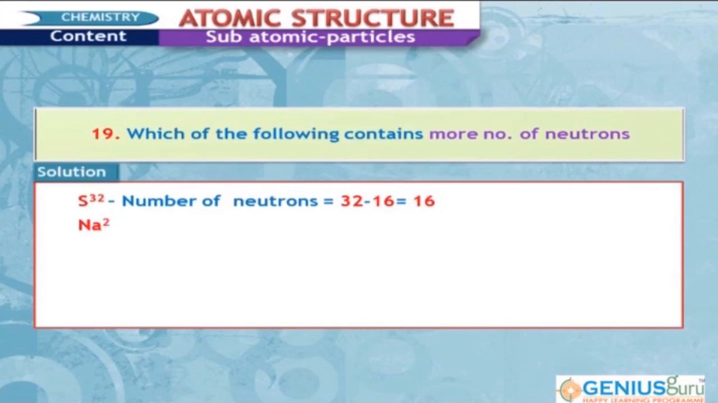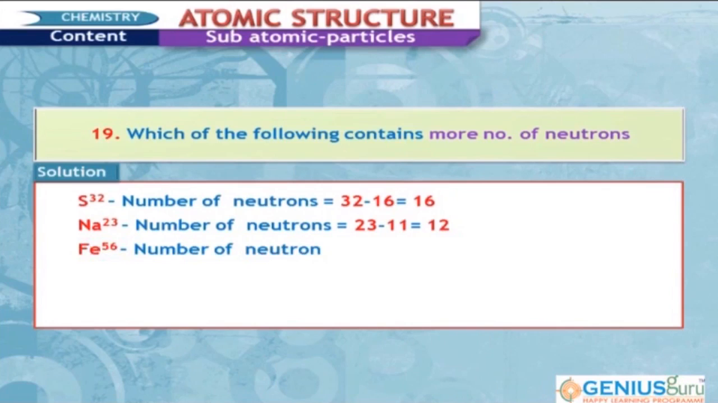Now coming to sodium 23, here the number of neutrons is equal to 23 minus 11, which is equal to 12. For iron, the number of neutrons is equal to 56 minus 26. 26 is the atomic number of iron, so therefore, it is equal to 30.